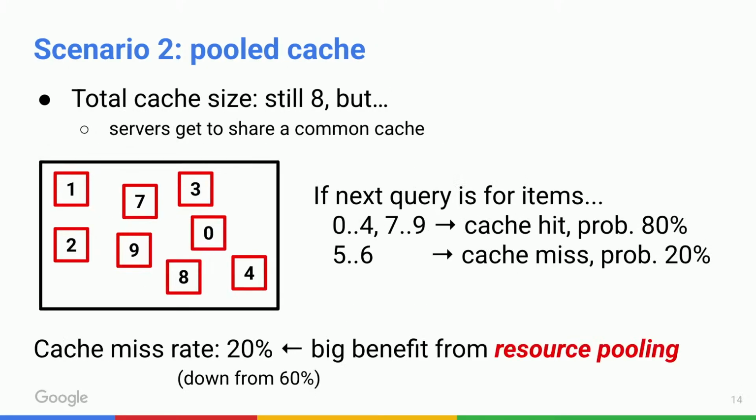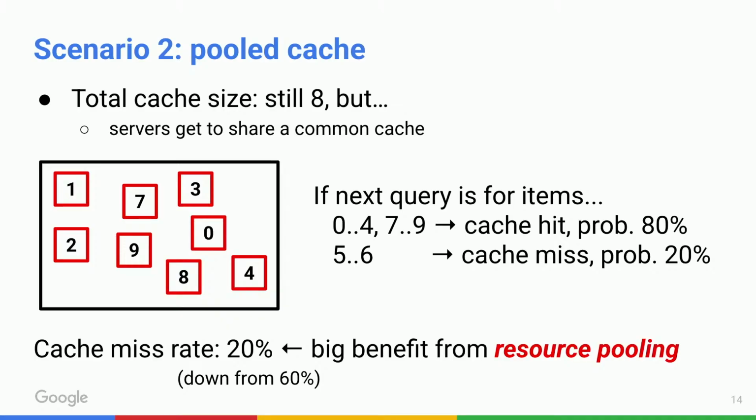Now suppose you have a pooled cache. Instead of having 2 separate caches of size 4, you have one big cache of size 8. Well, now things are much better. Now you've got 8 things in your cache, so your cache miss probability is only 20%. That's 20% is less than 60% by a lot. So that's good, and this tells you what the benefits are from resource pooling.